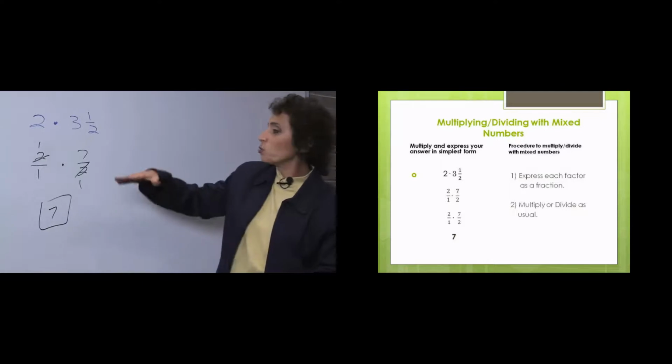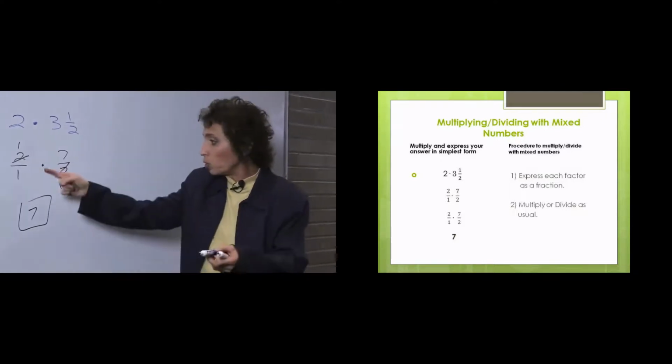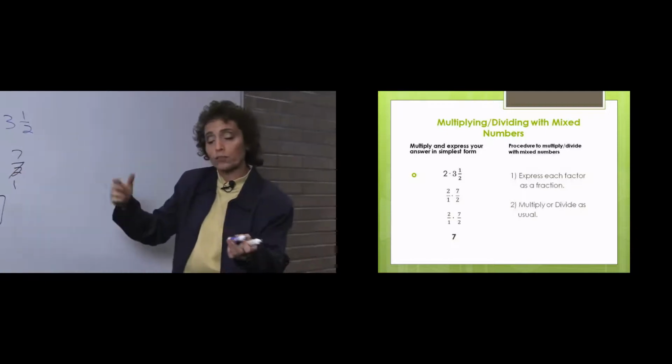And you can notice the steps in your workbook. You first express each factor, these are both factors, as a fraction, and just multiply or divide, depending on what it says to do. So that's how you multiply or divide mixed numbers.